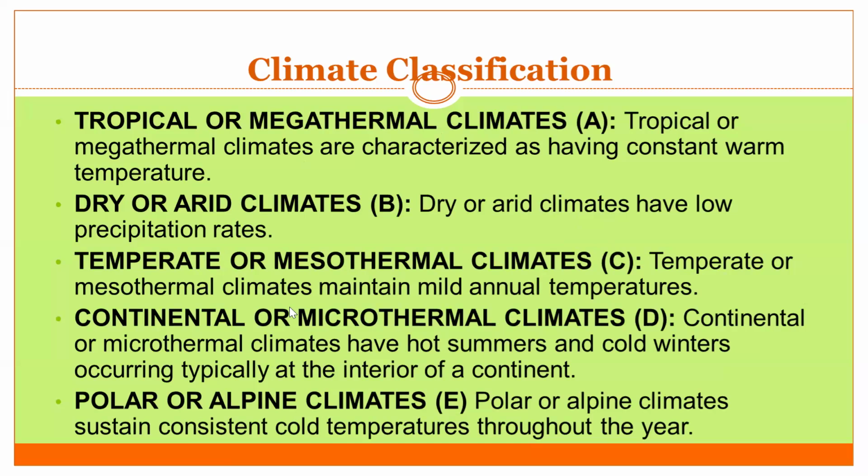I think I'm not going to read out everything. You can read these things. These are just showing how climate is classified through various regions of the earth. Tropical, megathermal climates. We are in this region near the equator. The other extreme is polar or alpine climates, cold temperature.